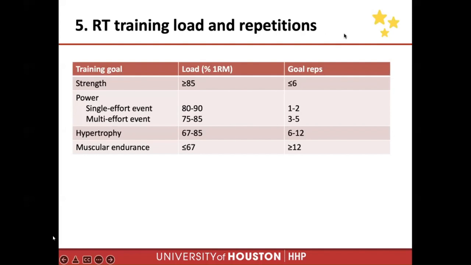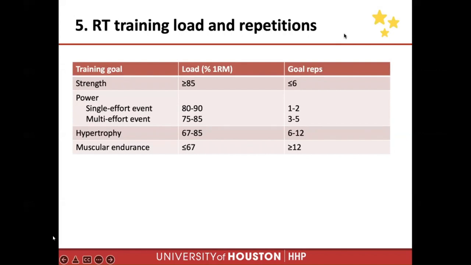Our load and goal reps for resistance training are going to vary based on the goals. So if somebody has a goal for strength, their load's going to be 85% of 1RM at least, with corresponding reps that are 6 or fewer.